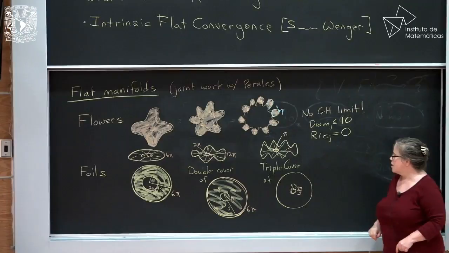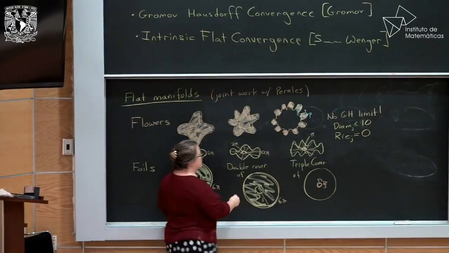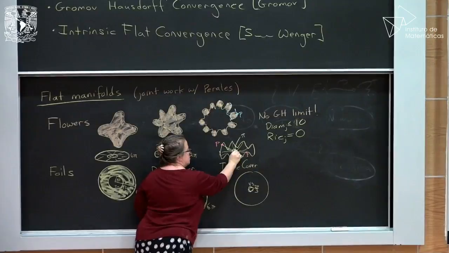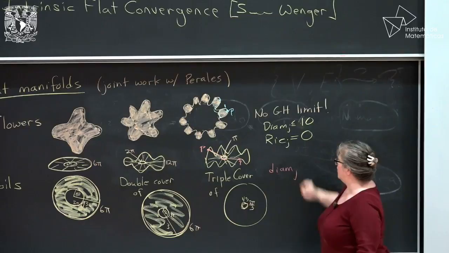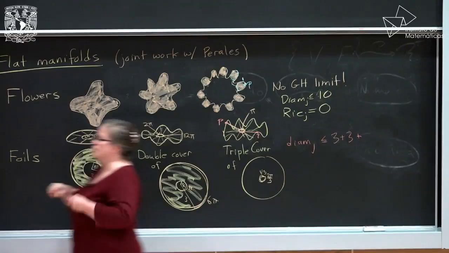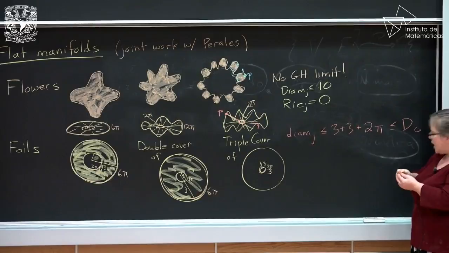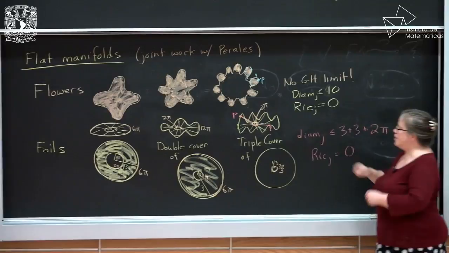And so when you look at this sequence, you end up with estimating the diameter. Estimate the diameter in red. The diameter between any point here and any point here, you just go to the center, around, and out. So for this whole sequence, the diameter of all these foils is at most 2 pi. So that's less than or equal to a uniform bound. And again, they're flat. So the Ricci equals 0. And these have no limit, no GH limit.